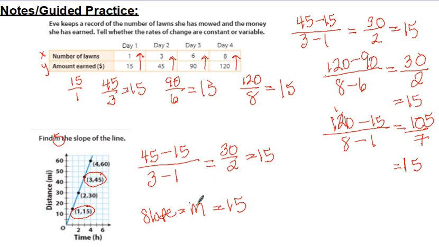Remember, you can take any 2 points I want on this. It doesn't matter. I proved it here 1, 2, 3 times, and I still got 15. So you can find this rate of change by just subtracting. Okay?